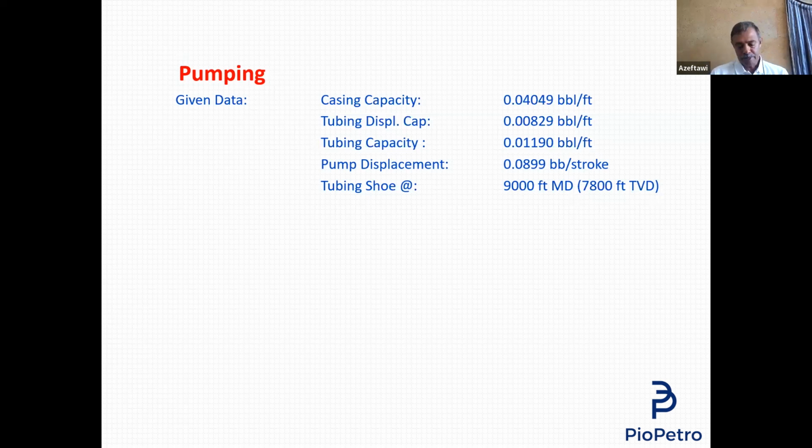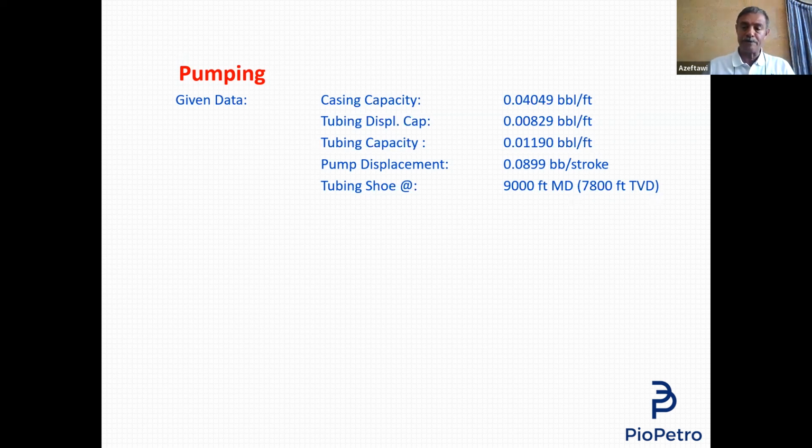When we talk about pumping in the API system, the volume is in barrels and the capacity is in barrels per foot. This is the difference between the capacity and the volume. Volume is barrel, but the capacity is barrel per foot. So here is the data we have in this question. We have a casing capacity, a tubing displacement capacity, and a tubing capacity. Then we have a pump displacement, which is barrel per stroke.